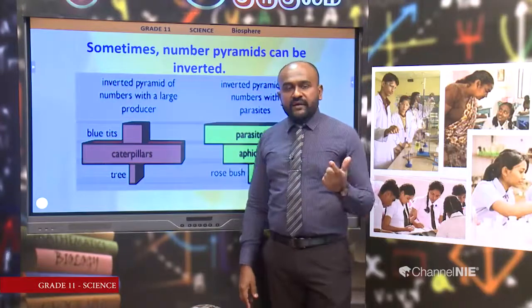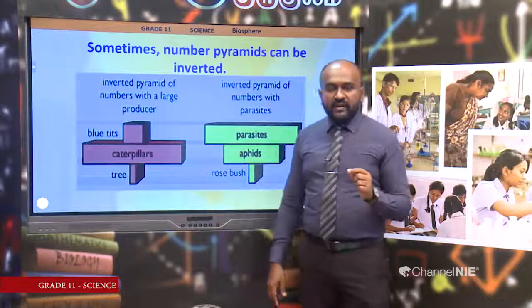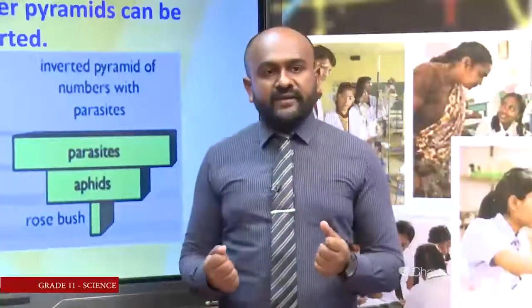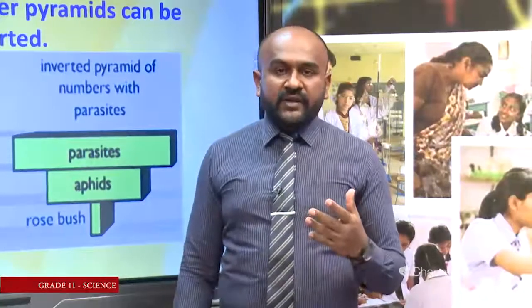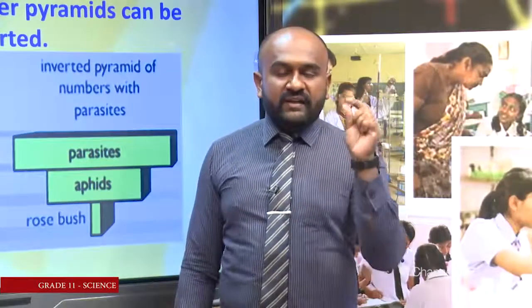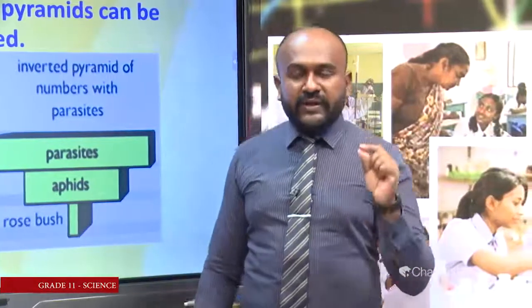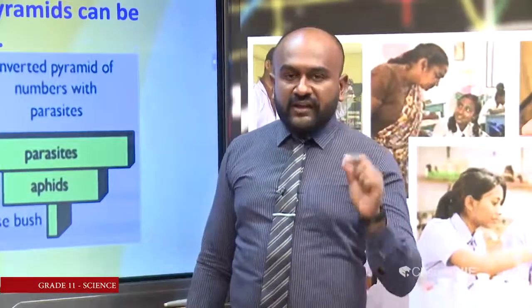What is that? That is the biomass pyramid. What is this biomass? So, if you get the mass of living matter, you call that the biomass. So, there what we do is we take the mass of organisms belonging to a particular trophic level and draw the pyramid.